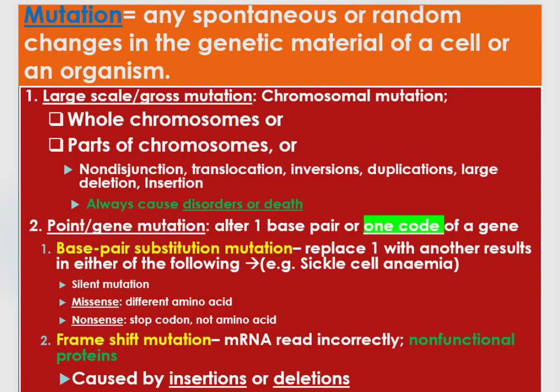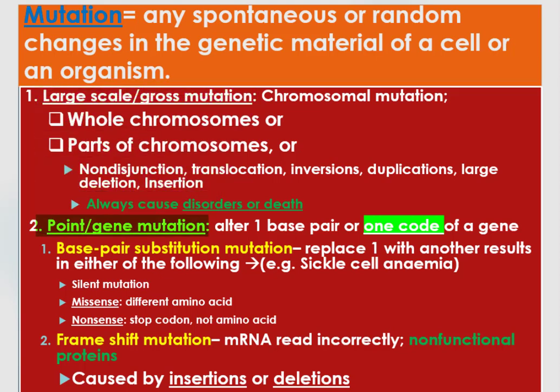Mutation can be large scale or gross mutation and point or gene mutation. Large scale or gross mutation is chromosomal mutation that involves changes on the whole chromosome or parts of chromosome due to chromosomal non-disjunction, translocation, inversion, duplication, deletion, and insertion. Large scale or gross mutations are always known to cause serious disorders and hence death.